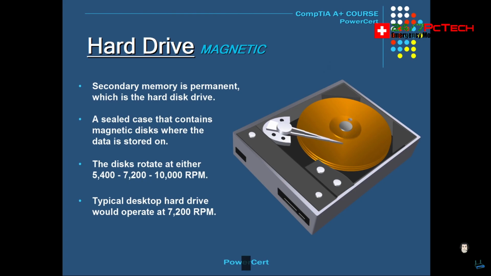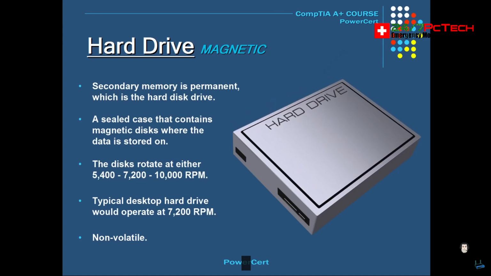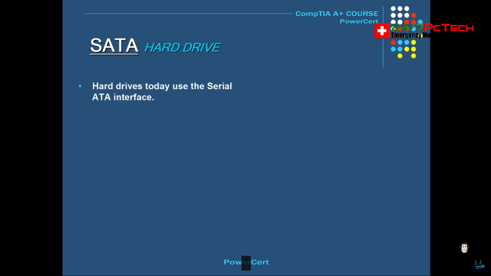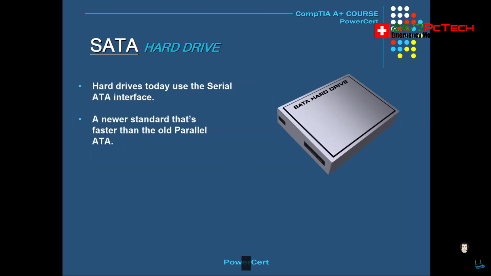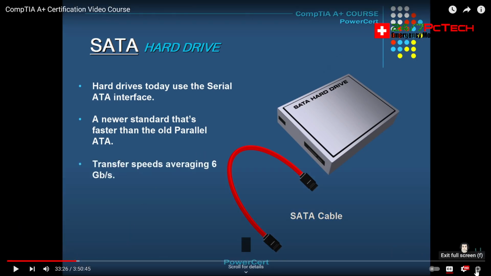Also, hard drives are considered non-volatile because they can retain and store data when not connected to a power source. They retain the information, even though it's disconnected. Hard drives today use the serial ATA interface. Now, this is a newer standard that is faster than the old parallel ATA interface. Instead of data traveling in a parallel path, the data travels in a serial path, which means that data travels one bit at a time. SATA drives have transfer speeds averaging 6 gigabits per second.